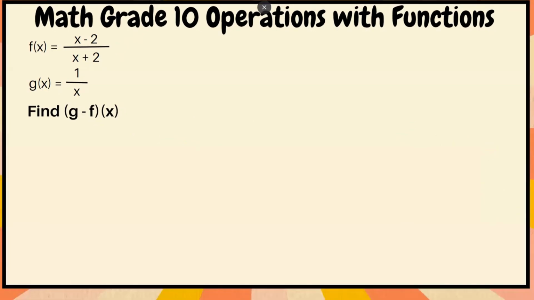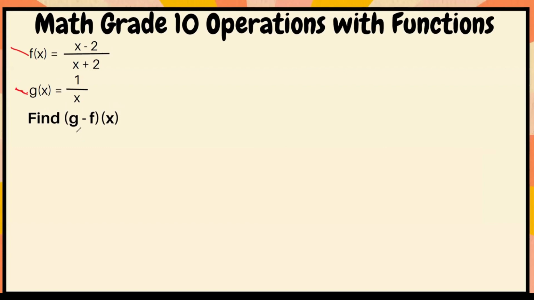Same given of f of x and g of x, but our problem is to find g minus f of x. So similar, but this one is subtraction. So start with the g of x minus f of x. Be careful later when it comes to subtraction. So we all know that the sign will change when we subtract, right?